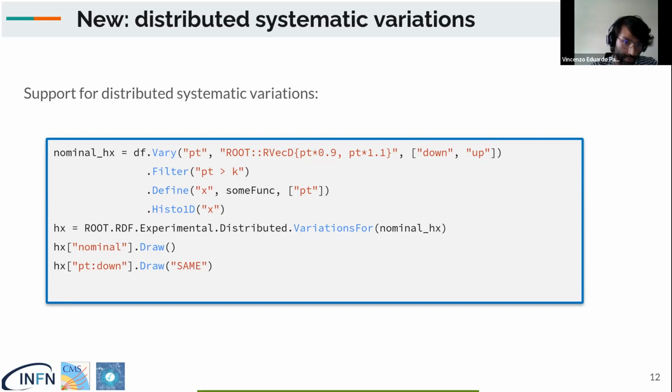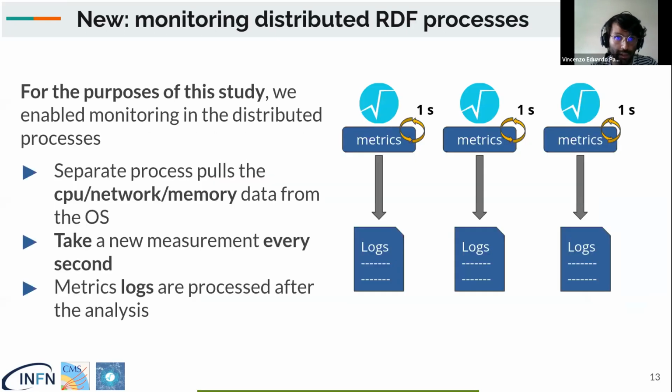And finally, systematic variations, which were added to traditional RDataFrame in the last ROOT release, have also been added in the distributed version for the purposes of this work, and they will thus be available in the next ROOT release. In both cases, for the systematic variations and for the run graphs that I just described, one of the nice features of the distributed layer is that the API doesn't change at all. So you will be able to run your RDataFrame analysis as it is currently today, but in a distributed environment with no extra code change needed.